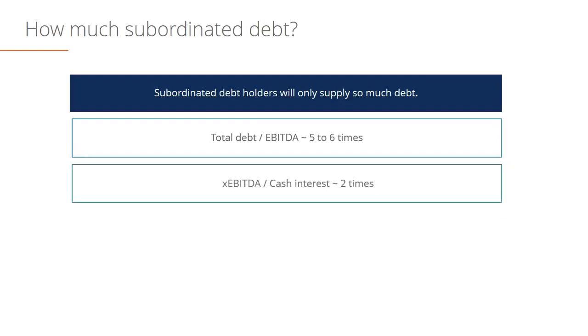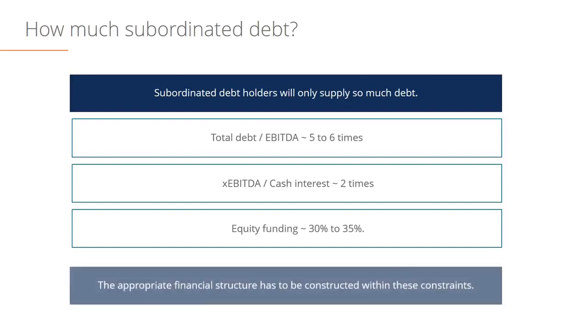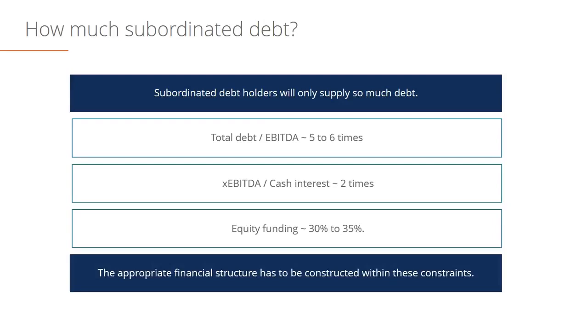We also look at EBITDA to cash interest of about 2 times. And finally, the equity funding piece could be as low as 30 to 35%. Of course, it could be 100%, but at the low end, probably 30% is a safe amount. And the appropriate capital structure has to be constructed with all of these pieces in mind: debt to EBITDA, cash interest coverage, and a minimum amount of equity funding.